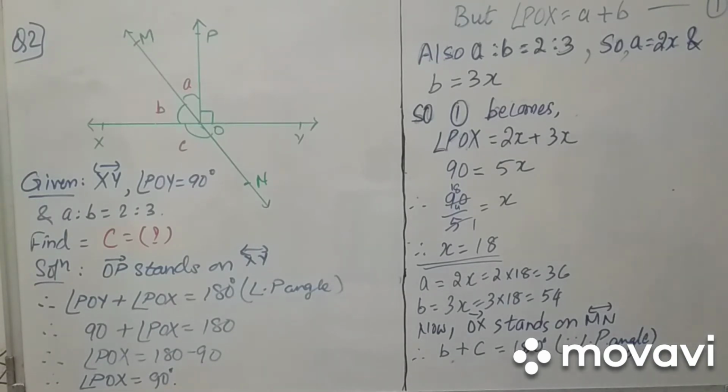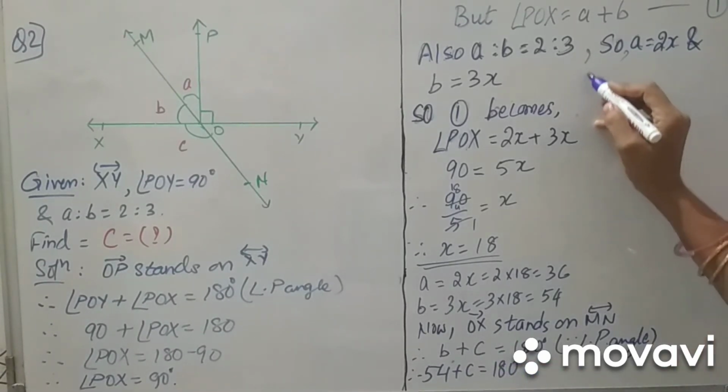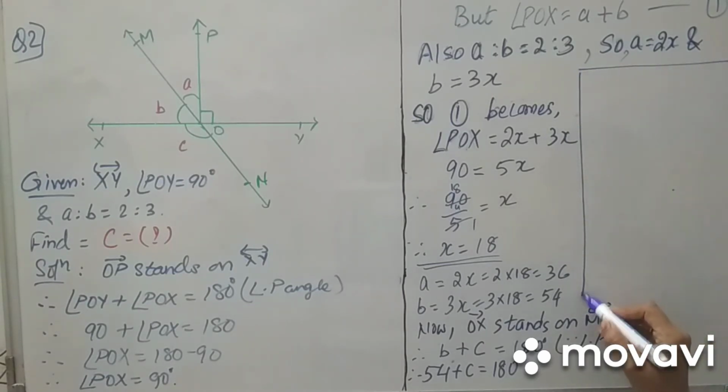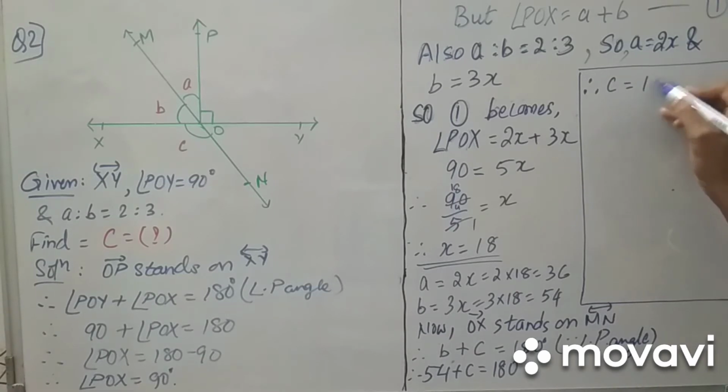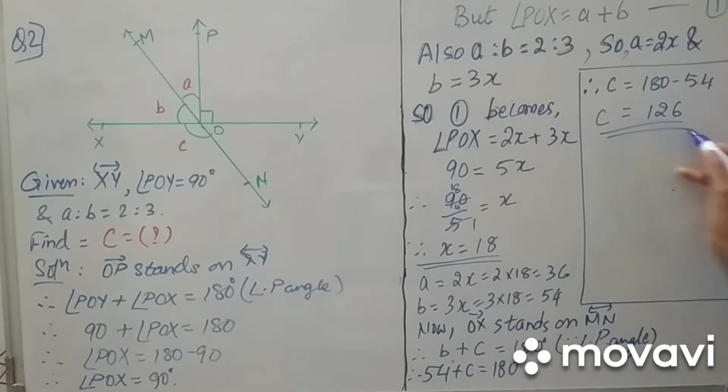Now, we have the value of B, therefore 54 plus C is equal to 180 degree. Therefore, C is equal to 180 minus 54. Subtract it. 10 minus 4 is 6, and 7 minus 5 is 2, and 1. So we get the value of C as 126 degree.